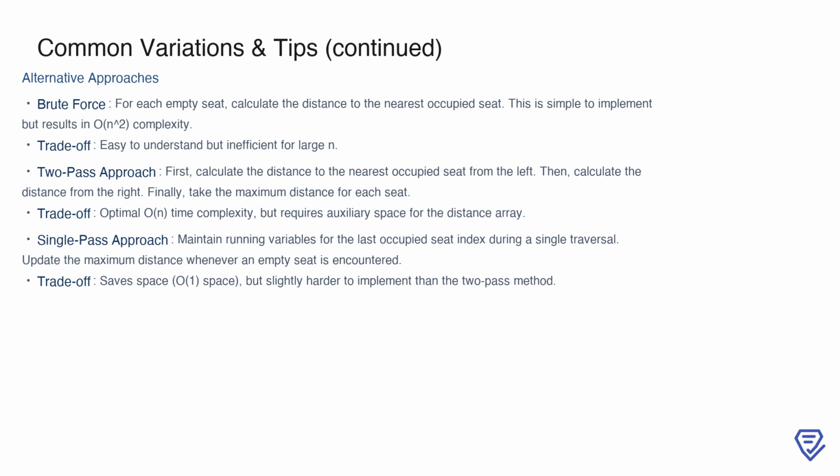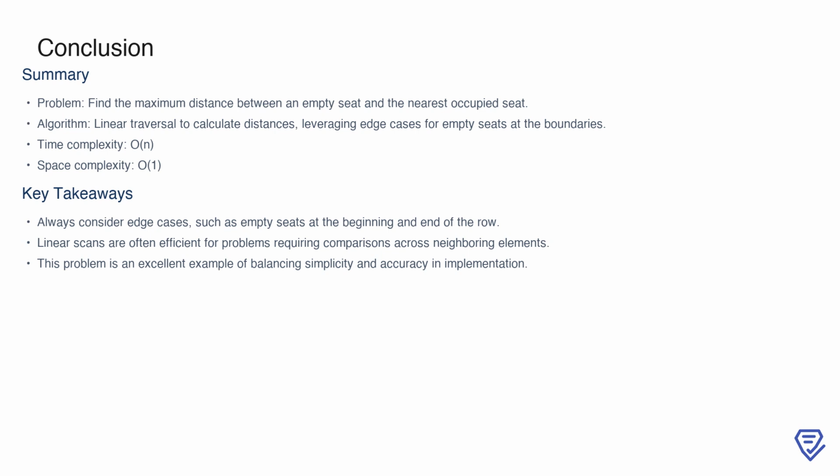For even better space efficiency, the single-pass approach is an option. By maintaining running variables for the last occupied seat index during a single traversal, you can update the maximum distance for each empty seat on the fly. This reduces the space complexity to O(1), but it's slightly harder to implement compared to the two-pass method. Each of these approaches has its merits, and choosing the right one depends on the constraints and requirements of the problem at hand.